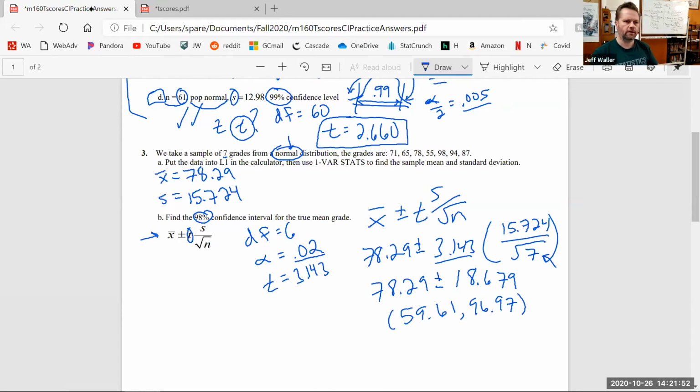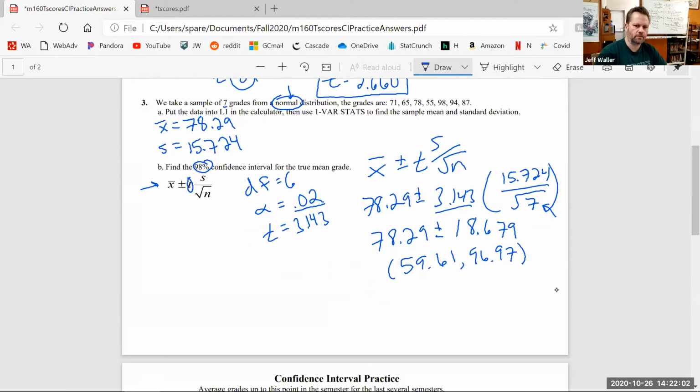Now, considering what the problem is about, it's about grades. I haven't written the conclusion yet, I know, but I just want to point something out. Is this a very useful interval? It goes all the way from failing to almost A+. If it was like, what do you expect you're going to make in this class? Anywhere from a 59 to a 97. Okay, so you don't know anything. That's what I'm saying. So that confidence interval is not useful.